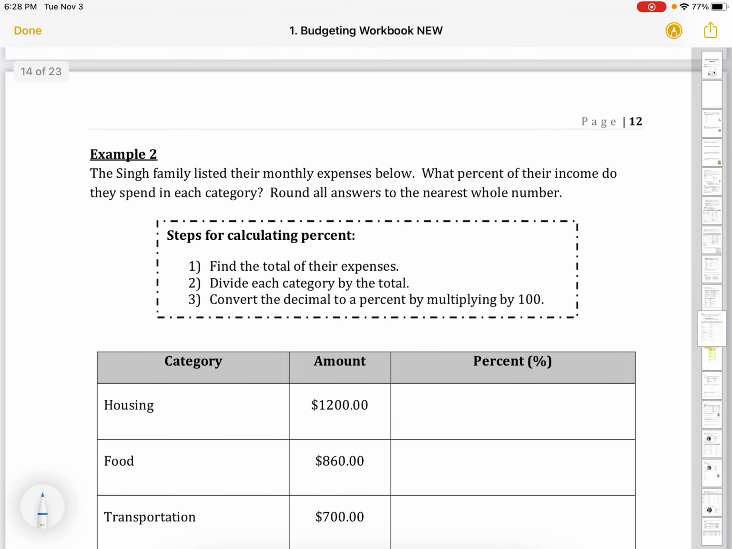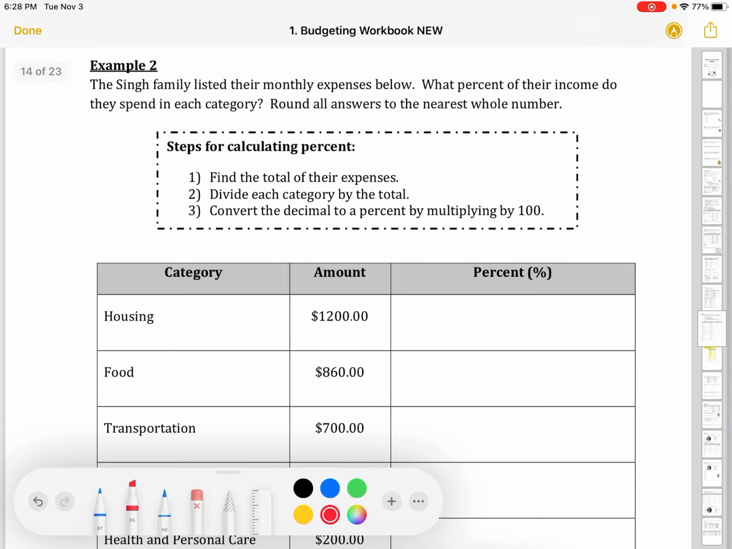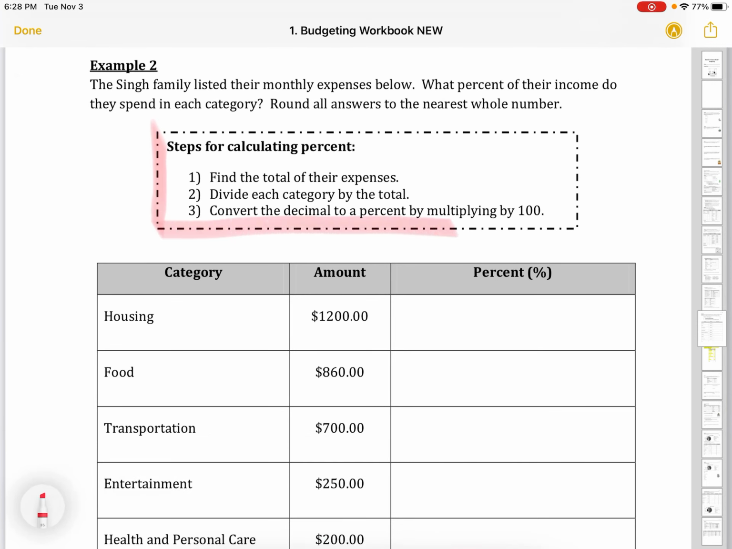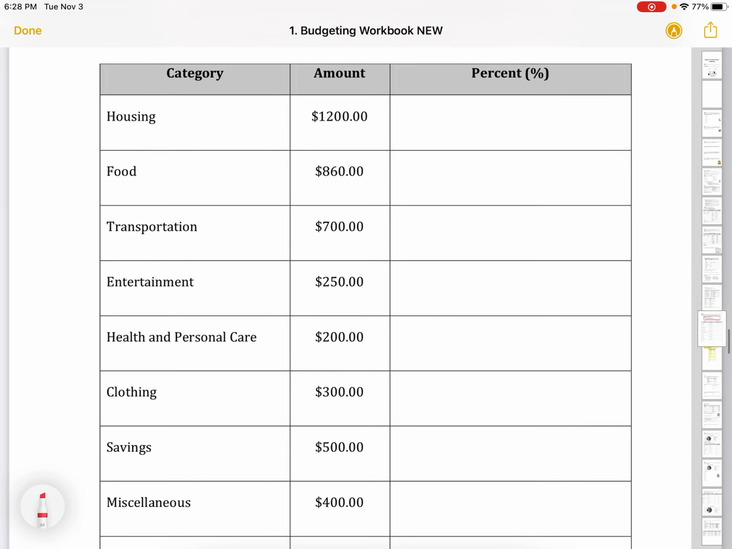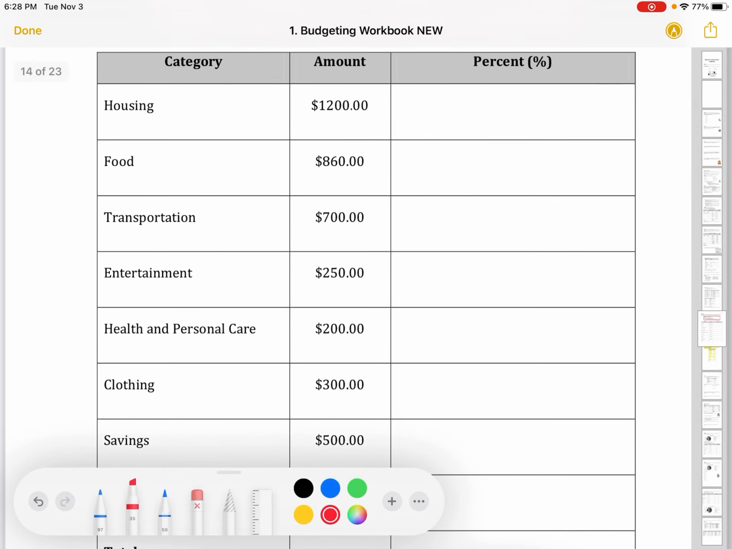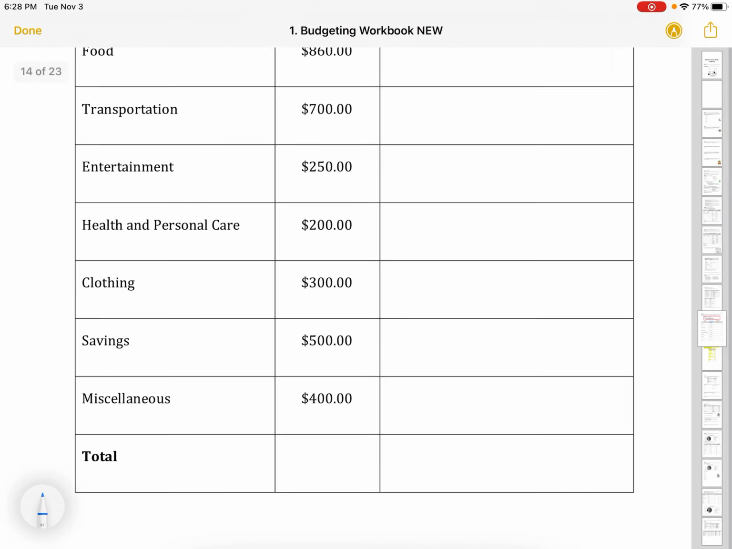Example 2. The Singh family listed their monthly expenses below. What percent of their income do they spend in each category? Round all the answers to the nearest whole number. So, steps for calculating percent: find the total of their expenses, divide each category by the total, and then convert to percent by multiplying by 100. So we're figuring out what they actually spend. First thing we have to do is total their expenses. So we're going to add up all these expenses in this column and total them.